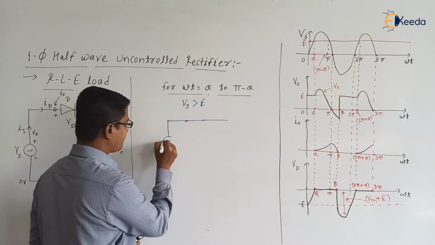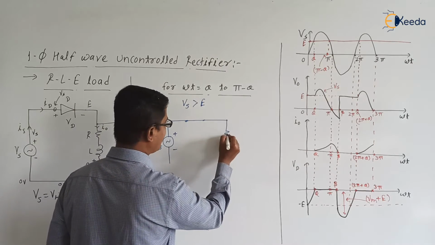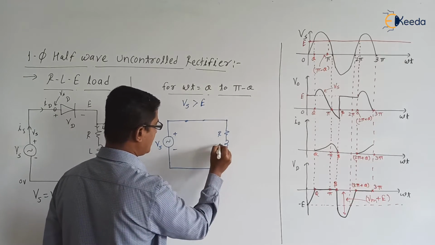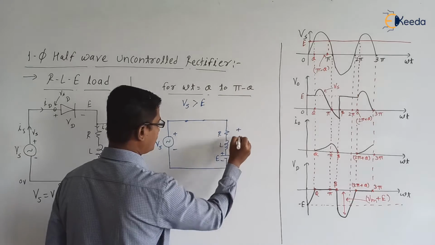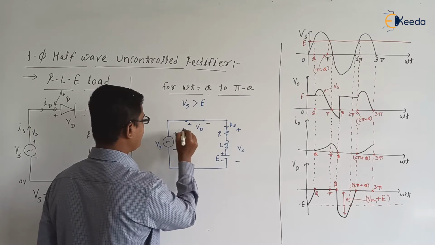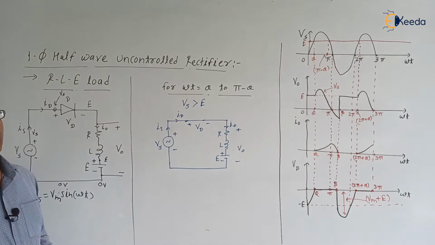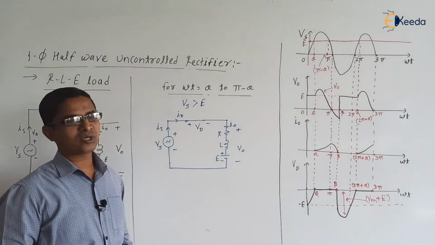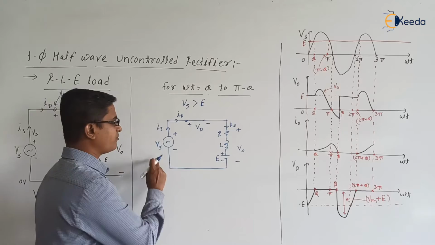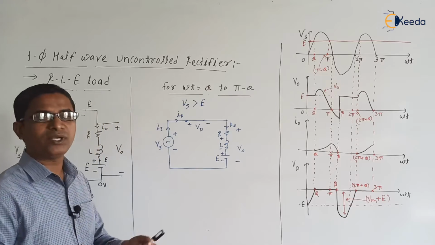Vs is positive, means plus here, minus here. And here we are having R, L and E. This voltage is V0, the current here is I0, here it is Vd, this is Id, and here it is Is. Now the diode is in the on state, so current starts flowing from Vs, through the diode, the load, and back to Vs. Current is flowing from the supply towards the load, which means the inductor goes on storing energy. This is the polarity of the voltage across the inductor.